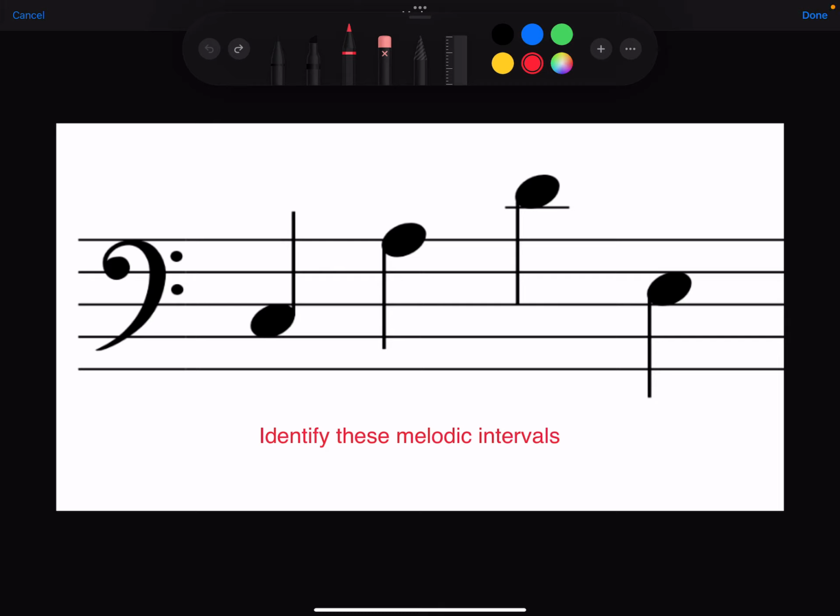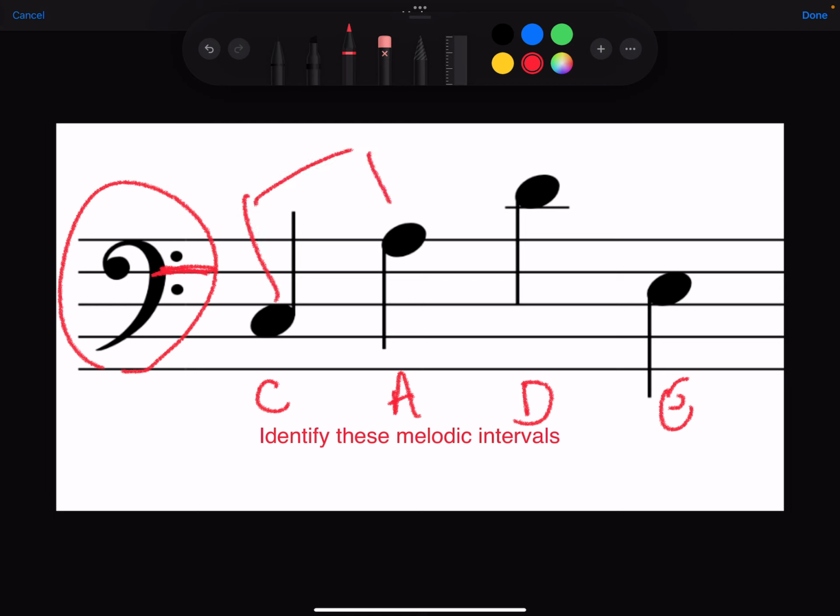Okay, we are being asked to identify some melodic intervals here. So the first thing we want to do is figure out the notes. We're in bass clef. The second to the top line is the note F. And so we can use our alphabet to figure out the other notes. First note is a C, second note is an A, third note is a D, and then the last note is an E. Okay? Now, the first interval is going to be C up to A.